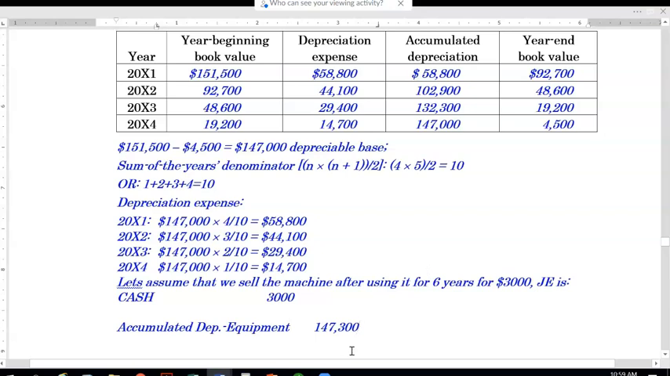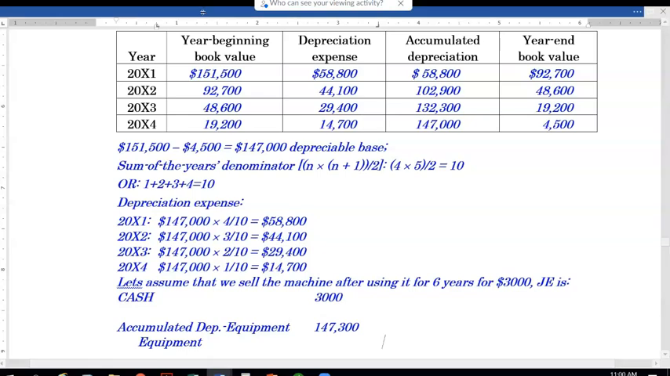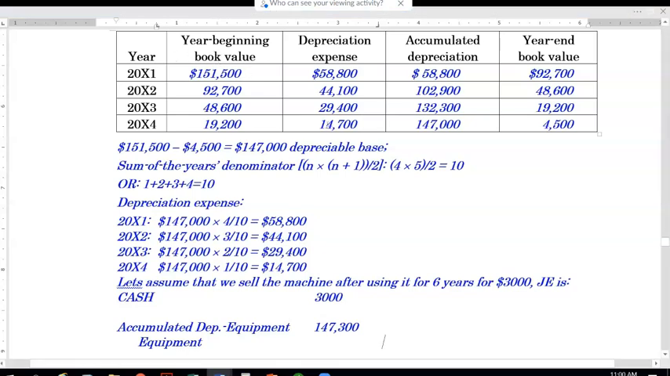Okay, that's fine. But also we need to close the equipment. Accumulated depreciation has a credit balance, so we have to debit that. So let me push this a little bit to here so it matches better. So, okay. So debit, and then equipment. You have to do credit. So how much? The equipment on the credit side will be that original balance, 151,500.